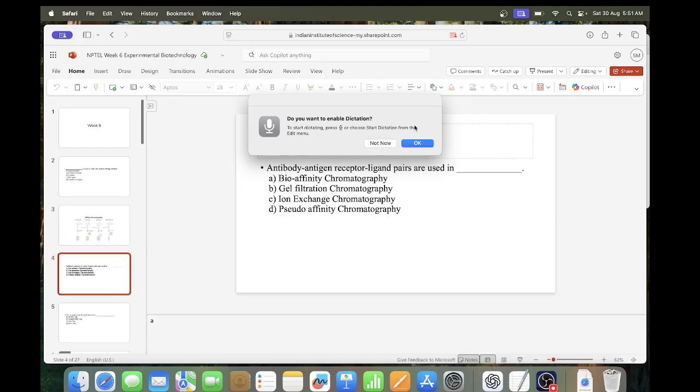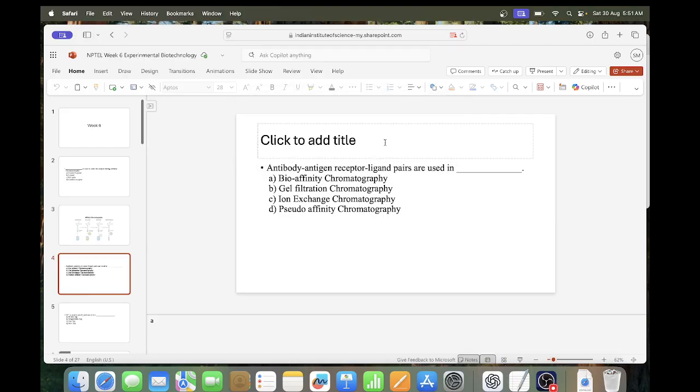The next question is, antibody antigen receptor ligand pairs are used in dash, and four different options are given here: bioaffinity, gel filtration, ion exchange, and pseudo affinity. You can think about this question for a couple of minutes and then we'll discuss this.